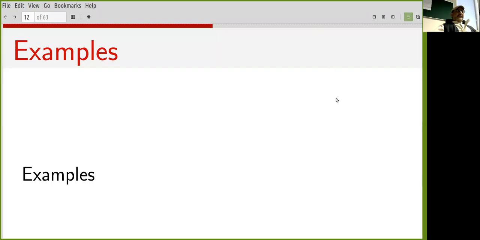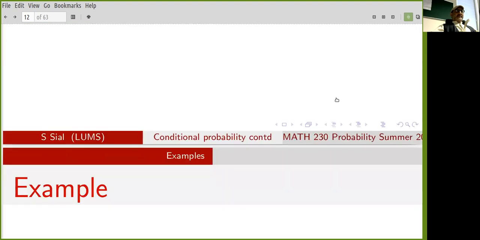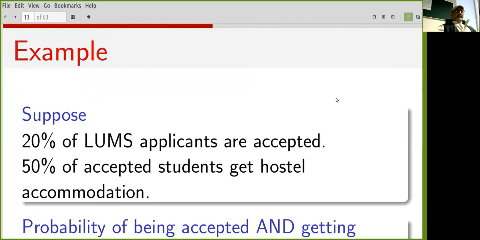In this session, I would like to continue with conditional probability. So we'll do a few examples of probability and conditional probability using the ideas that we've built up in the previous sessions. Okay, so first example.